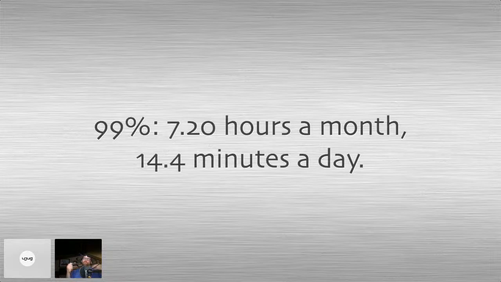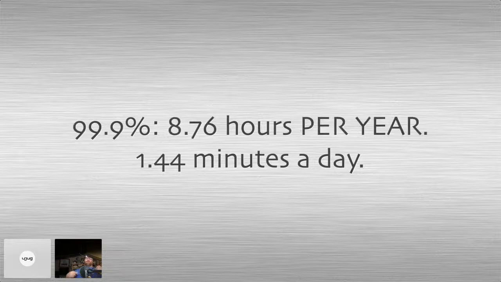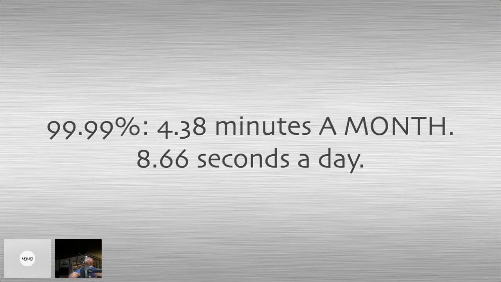Well, 2 nines means you can be down a little over 7 hours a month or 14 minutes a day. This is actually pretty achievable for pretty much all of us. You know, this isn't much of a stretch with modern technology. 3 nines is a little harder. Now we're talking about a little under 9 hours a year, a couple minutes a day. 4 nines, we're jumping up to 4.38 minutes a month, or less than 9 seconds a day.